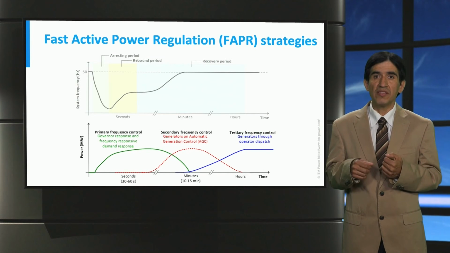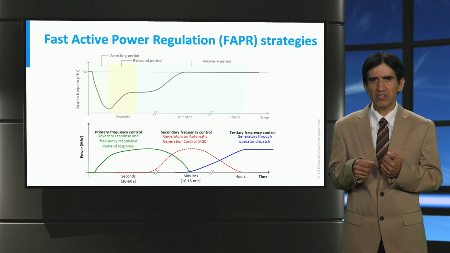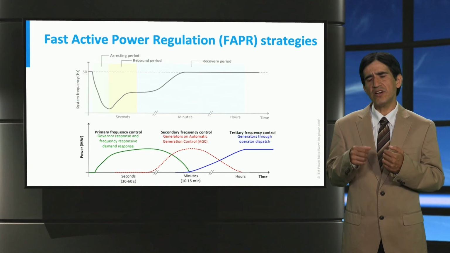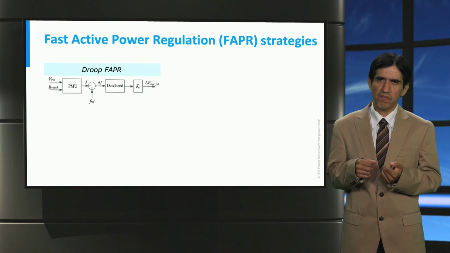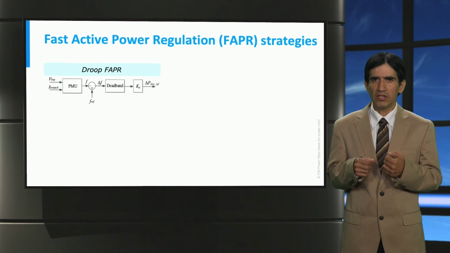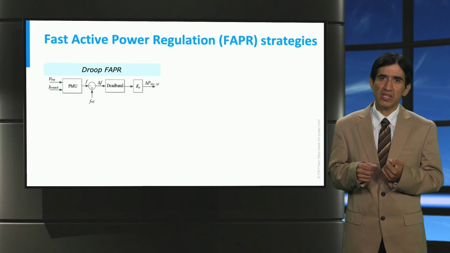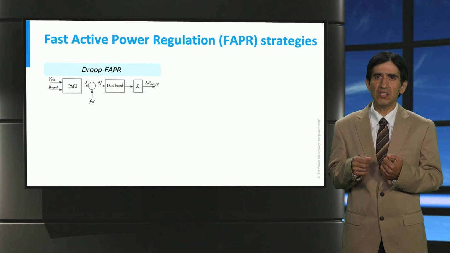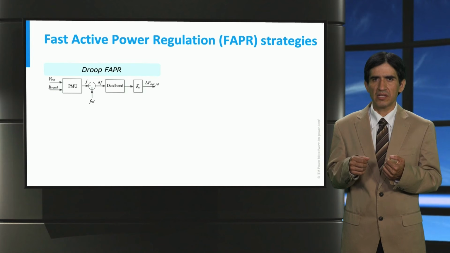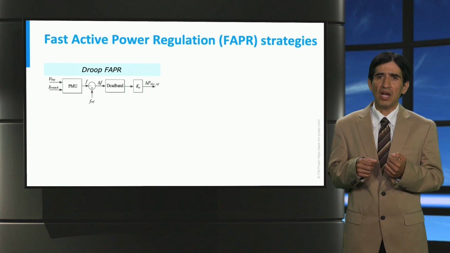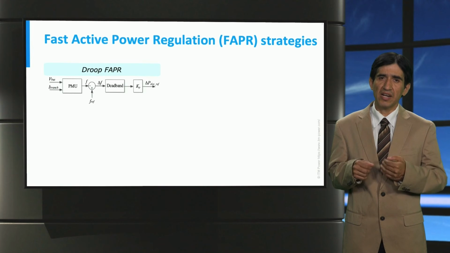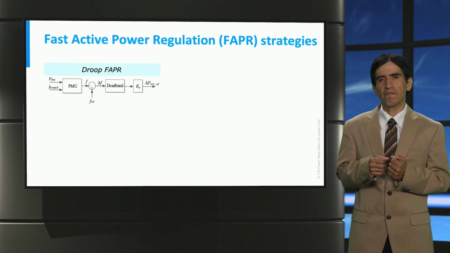In principle, different fast active power regulation strategies can be used. For example, the so-called droop control can be adopted for fast active power regulation. The droop fast active power regulation is in line with the typical strategy used in conventional power plants and power electronic interface devices. This technique senses the deviation of frequency and proportionally adjusts the active power reference following a certain linear or slope characteristic.